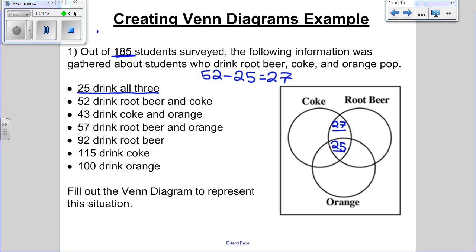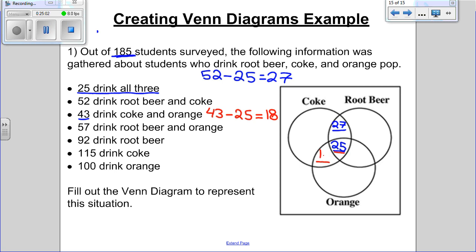43 people drink Coke and orange. So now we can do the same thing. We know that those 43 people should be right here plus right here. Orange, got it. How can we figure out that number? Well, we're going to go 43 total minus the 25 that we know do all 3. It's 18. So you know 18 people have to go in this slot to make up the total number of 43 that do both.